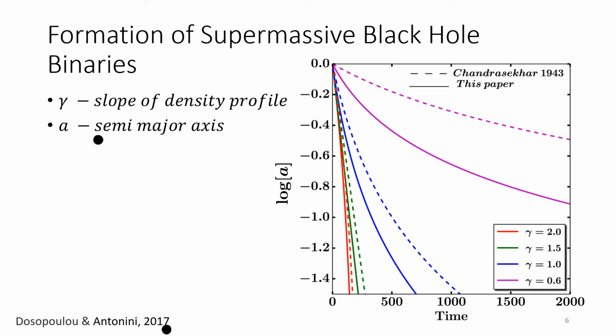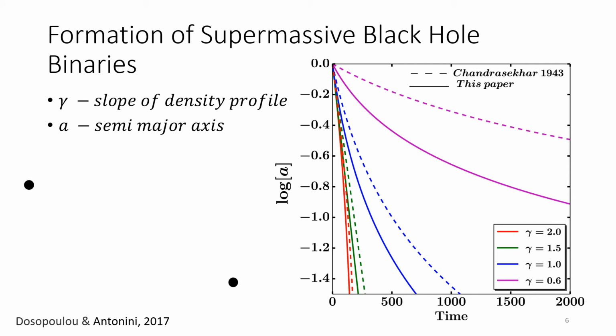over a long period of time, dynamical friction will slow their velocities and the black holes will gradually spiral in towards the center of mass. This is the first step in forming a supermassive black hole binary.